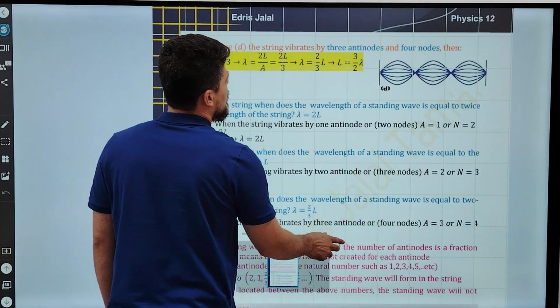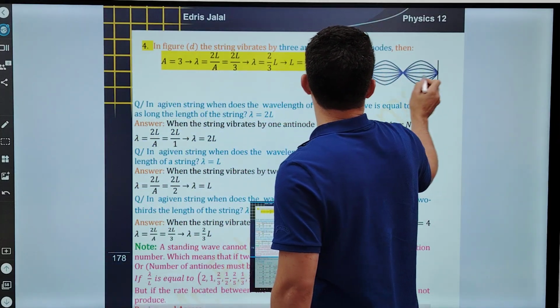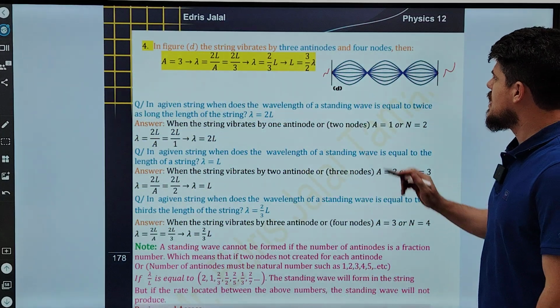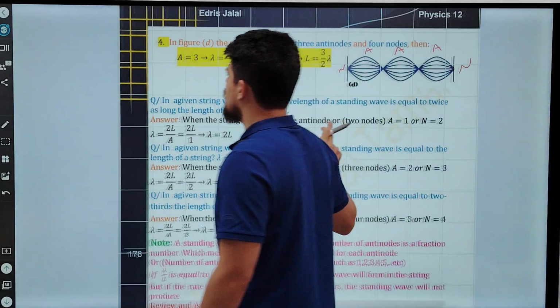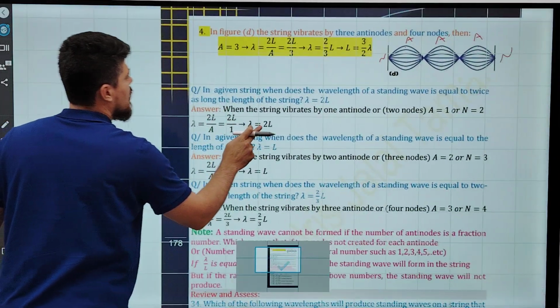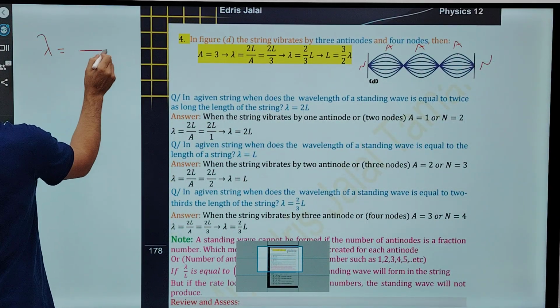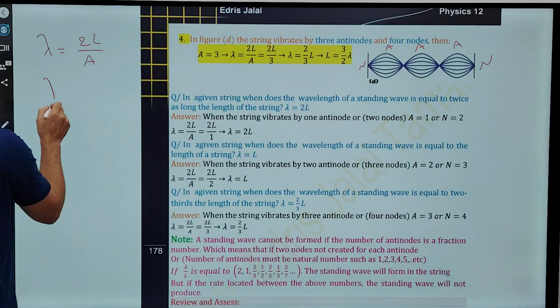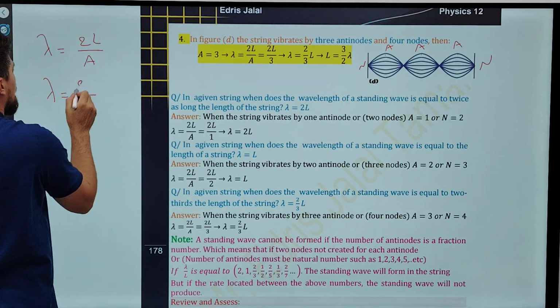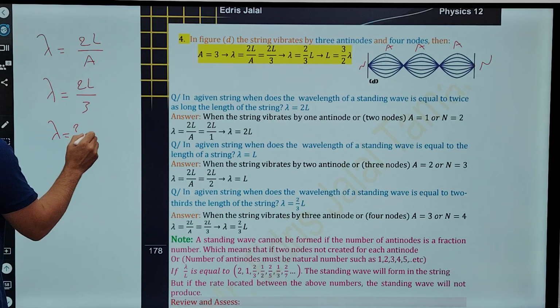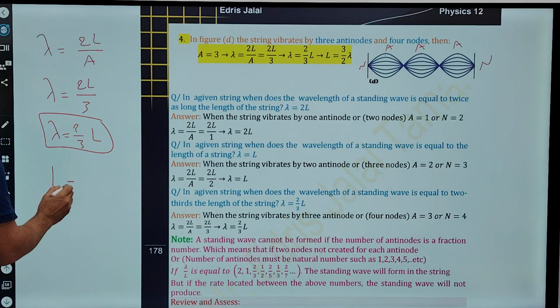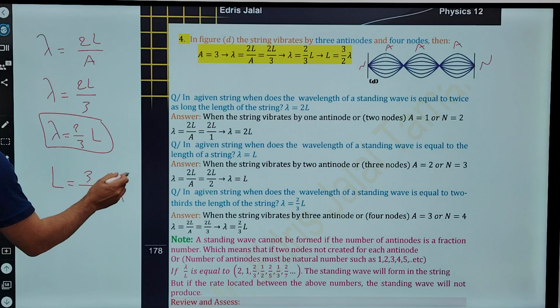For the last figure, the two ends must be nodes in the standing wave for the string. Always. How many antinodes do we have? 3. 1, 2, 3. Wavelength is equal to what according to this figure? Wavelength is equal to 2L over A. According to this figure, how many antinodes do we have? 3. Wavelength is equal to what? 2 over 3L. What about L? Is equal to 3 over 2 wavelength, sorry.